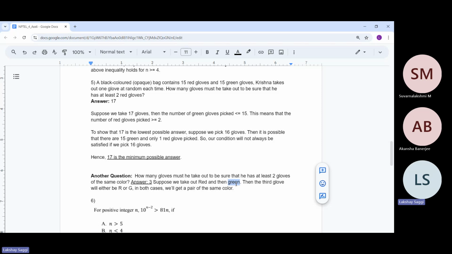the number of gloves to be picked such that at least two gloves are of the same color, not of the red color, but they can be of the same color, green also. In that case, the answer comes down dramatically from 17 to just 3.